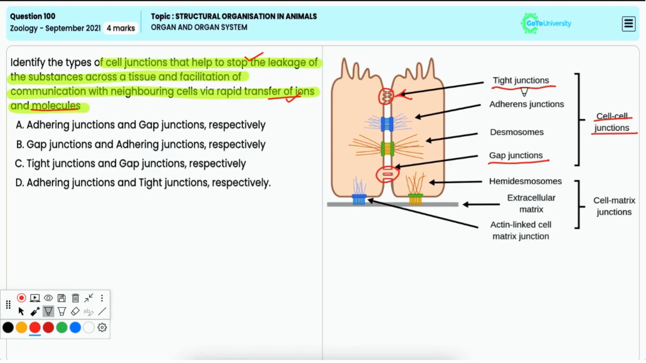Number three, adhering junctions, which provide mechanical stability by anchoring cells together, but they do not primarily function to prevent leakage or for the transfer of ions and molecules. So the correct pairing is tight junctions for stopping leakage and gap junctions for facilitating communication. Hence, the correct answer is option C.